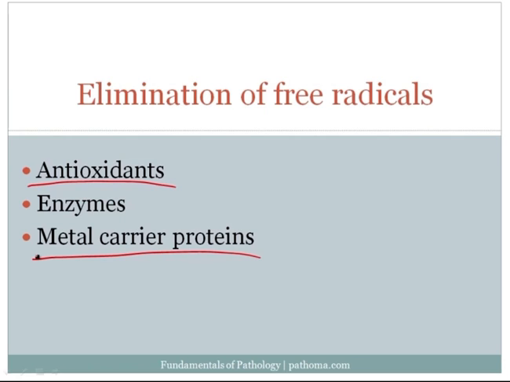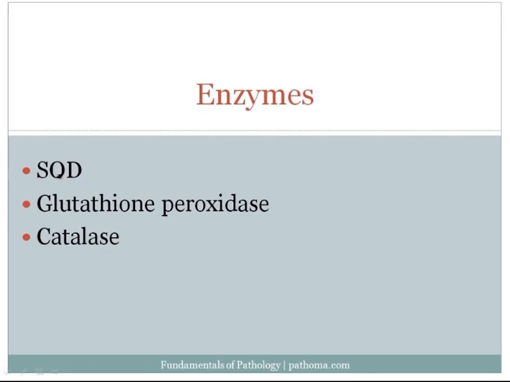The third category of substances that can eliminate free radicals are enzymes. The reason why I take on this category last is because there's a little detail here from biochemistry that examiners expect you to be familiar with. So let's briefly talk about the enzymes. There are three major enzymes, each of them relatively high yield, that are important for the elimination of free radicals.